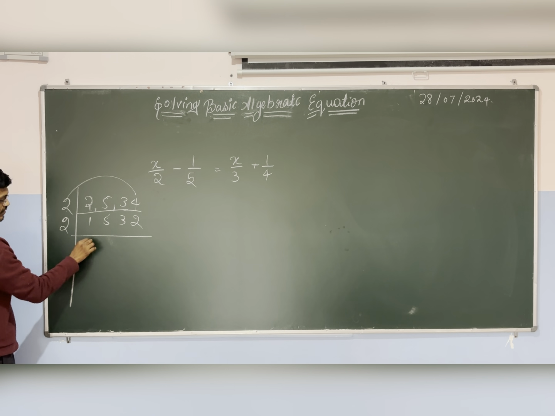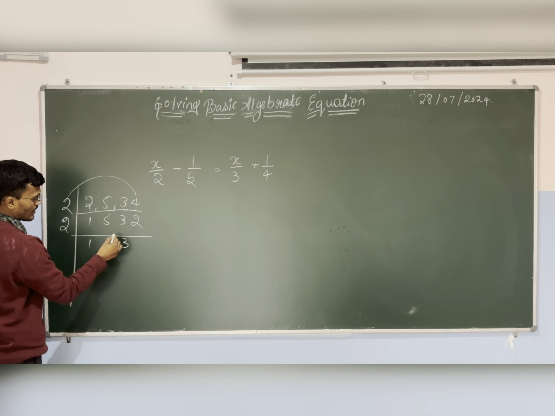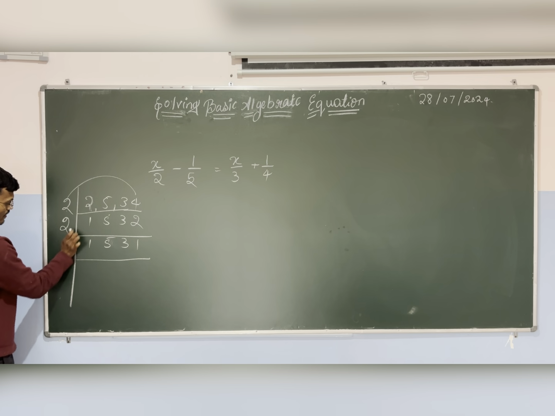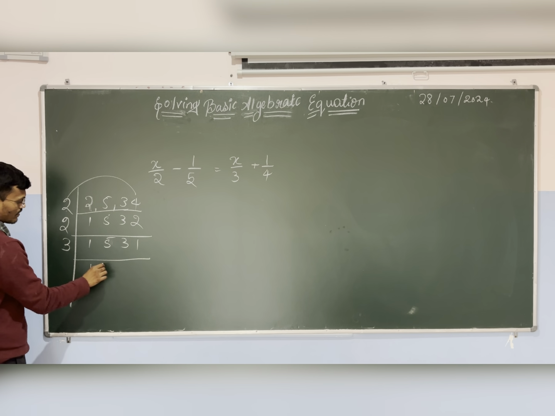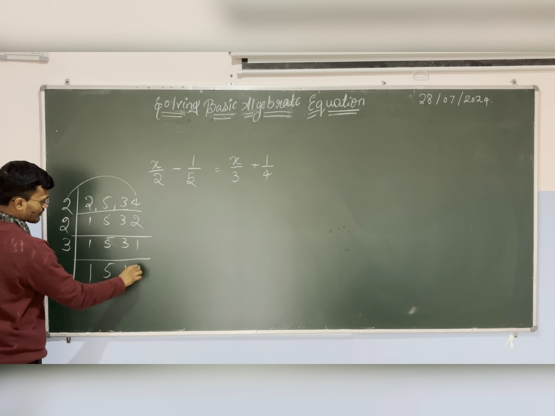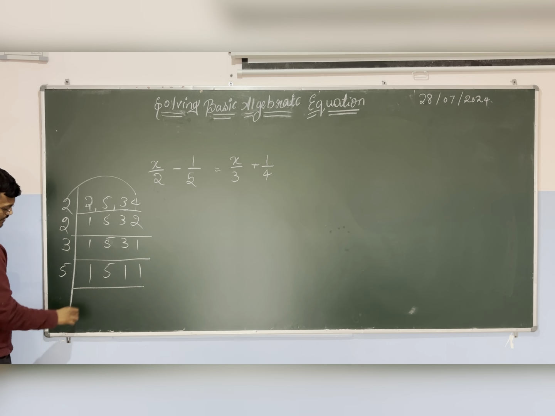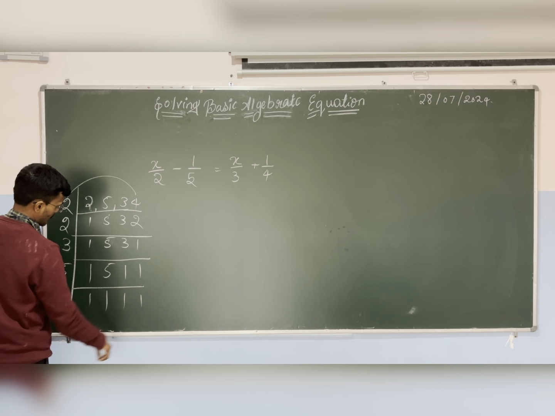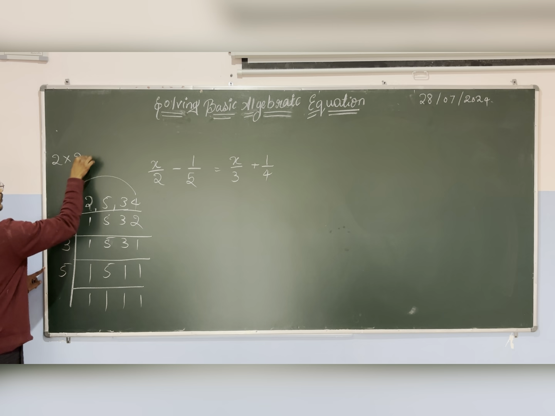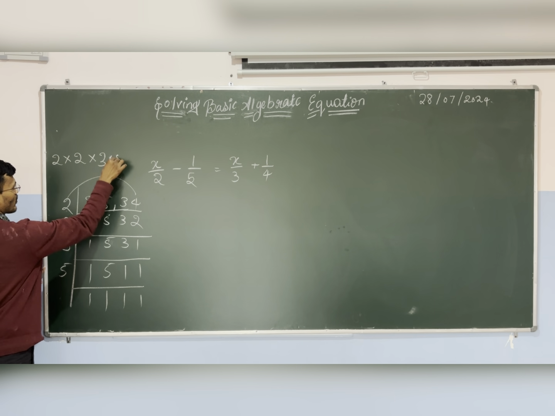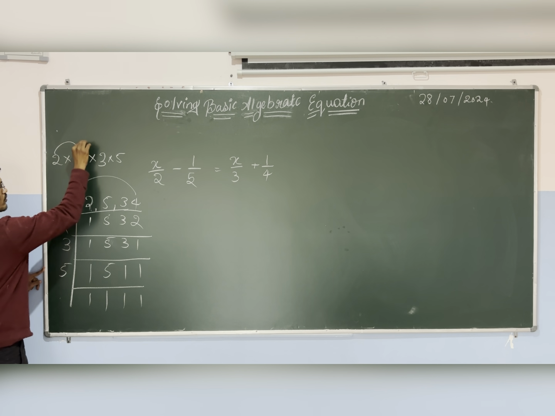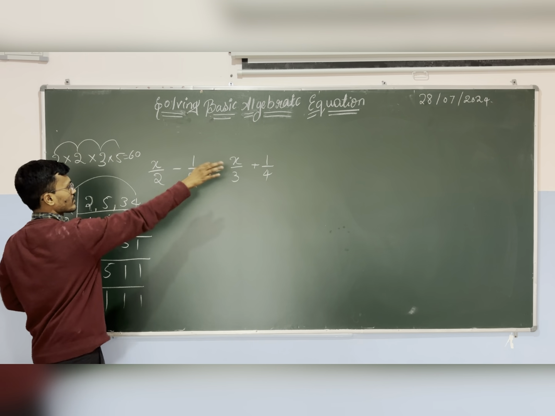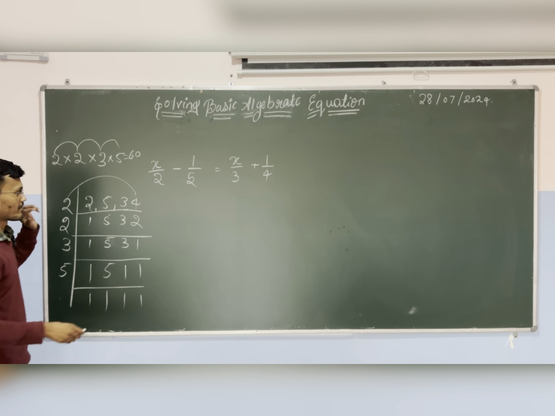So next again 2, 1, 5, 3, and 2 ones are 2. Next you need to take 3, 1, 5 as it is, 3 ones are 3, 1. 5, 5 ones are 5, 1, 1. So 2 into 2 into 3 into 5. So 2 twos are 4, 4 threes are 12, 12 fives are 60. So the entire LCM is 60.